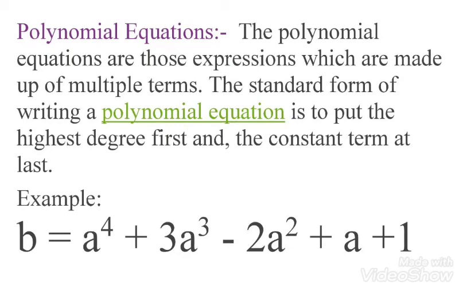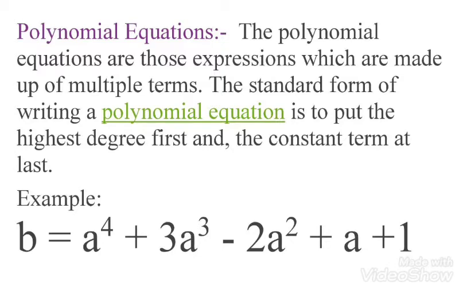Now, polynomial equations. The polynomial equations are those expressions which are made up of multiple terms. The standard form of writing a polynomial equation is to put the highest degree first and the constant term last. The example is b is equal to a to the power 4 plus 3a cube minus 2a square plus a plus 1. Here you see power 4 is first, and then cube, then a square, then a, and then the constant.